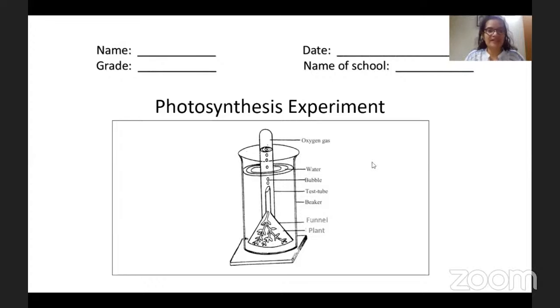And don't forget to label it. And of course, if you want, you can color it. I would love to see beautiful diagrams, and I know you're going to draw very well, so I have no worries about it. Let's quickly draw it.